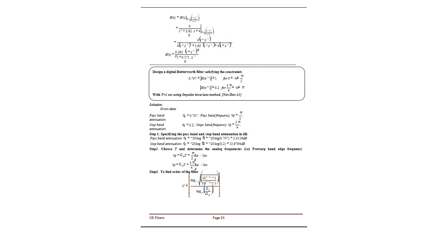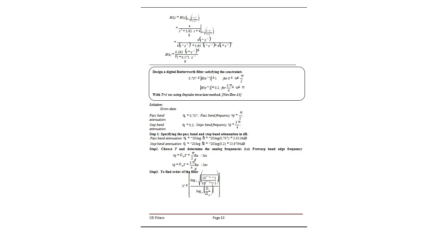After that, step 7 is applying the bilinear transformation to obtain the digital filter. So that is H of z is equal to H of s with s equal to 2 by T times (1 minus z inverse) by (1 plus z inverse). When you substitute, we will get the answer as 0.292 times (1 plus z inverse) by (1 plus 0.1716 z inverse).